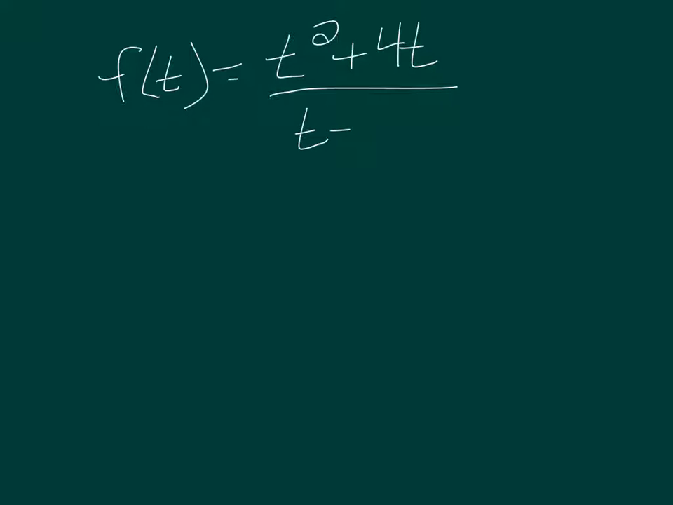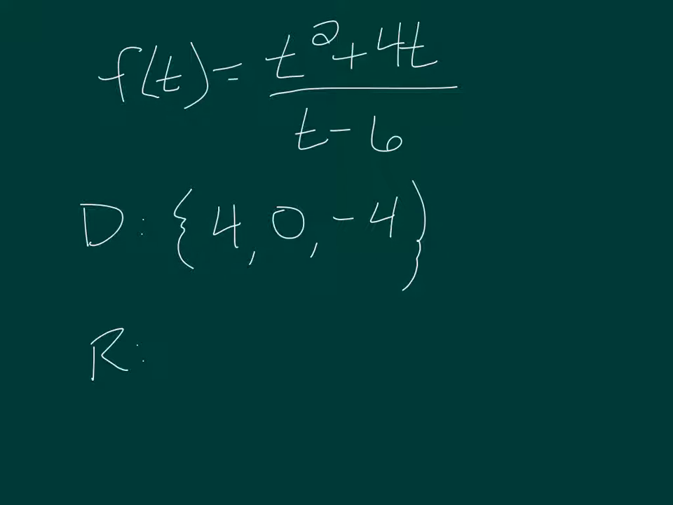Let's try one more example. Let's try f of t equals t squared plus 4t divided by t minus 6. It looks a little more intimidating, but we'll be just fine. The domain given, we'll go with 4, 0, and negative 4. So we want to find out the range. What is the range of this function for these domains?